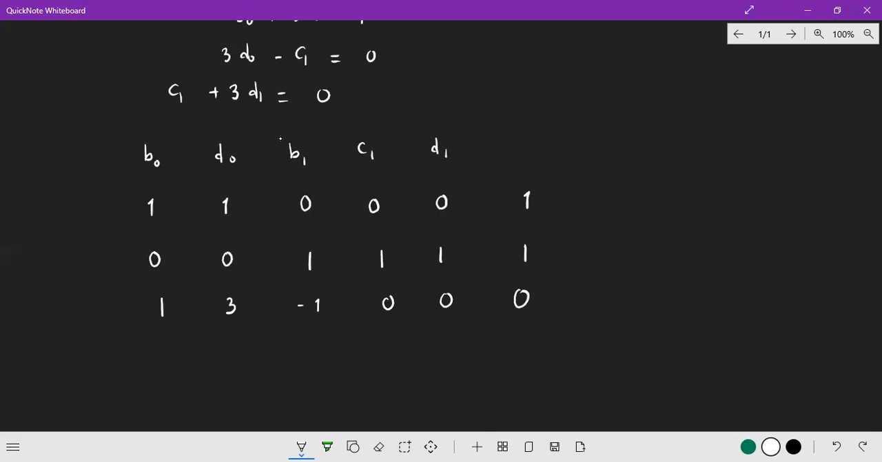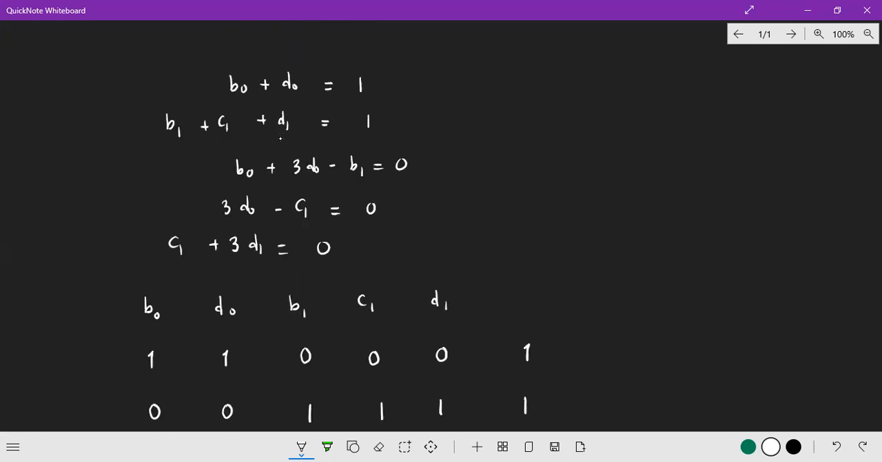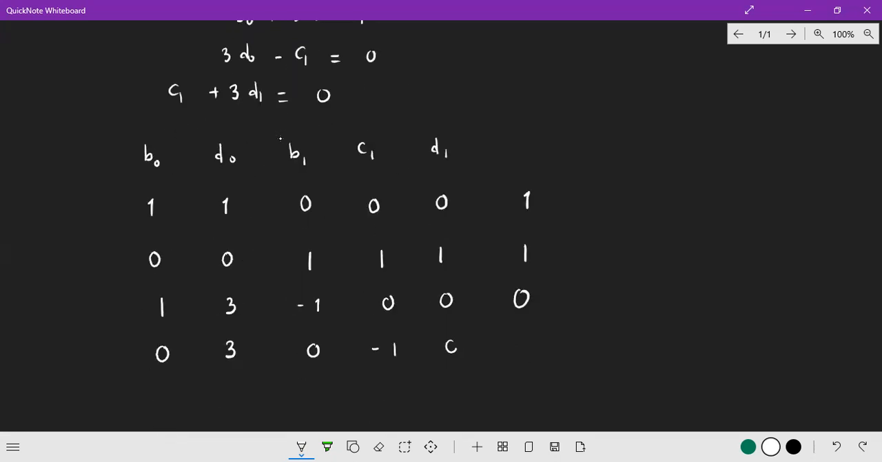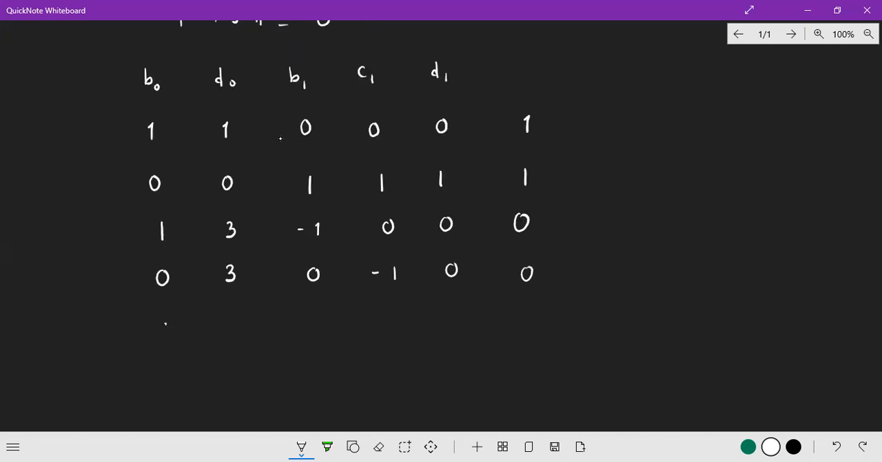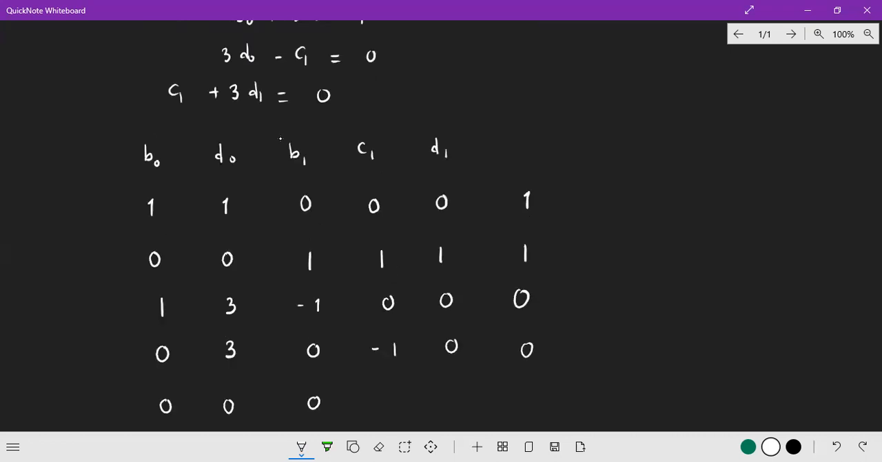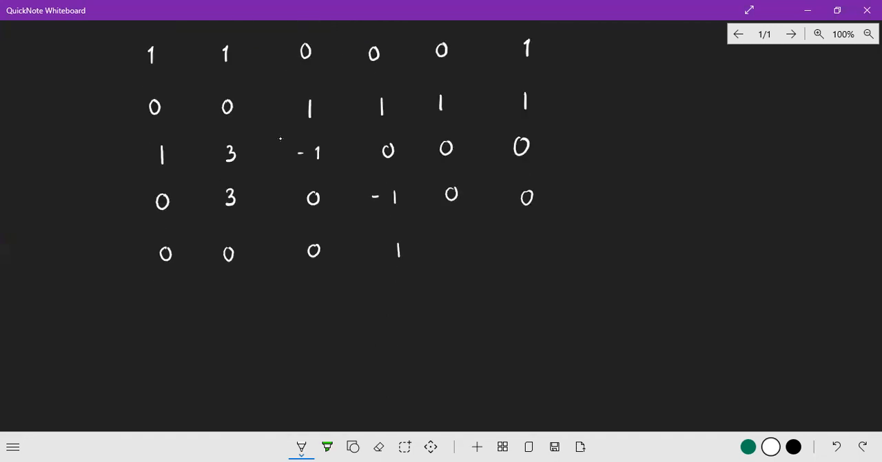And then here we have d naught. So b naught is not there, we just have d naught with coefficient 3. b1 is not there, c1 is negative 1, and the rest are also zeros. Finally, we don't have b naught here, we don't have d naught here, we don't have b1. We only have c1 up to d1, so 1 and 3, and this is equal to 0.